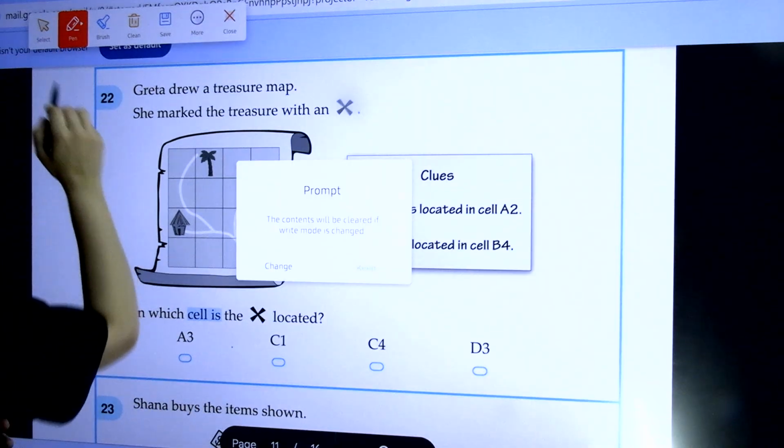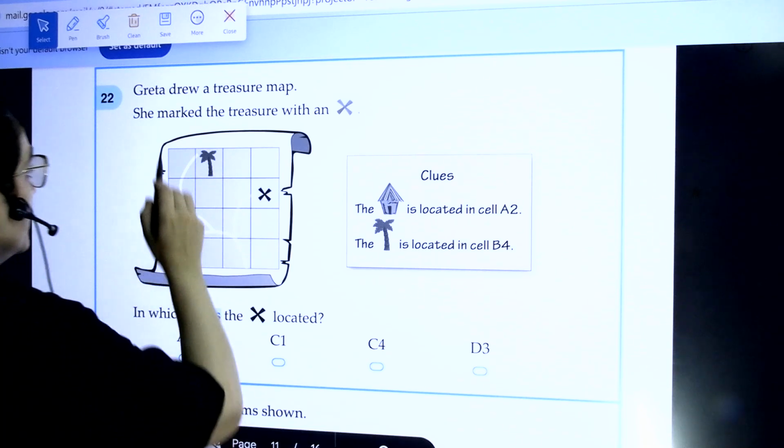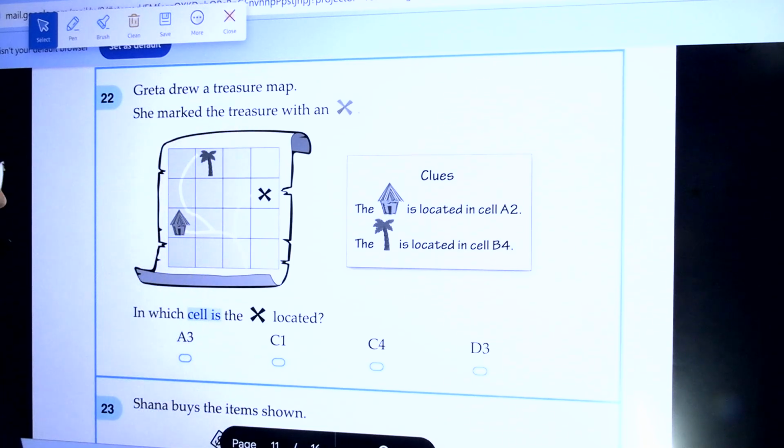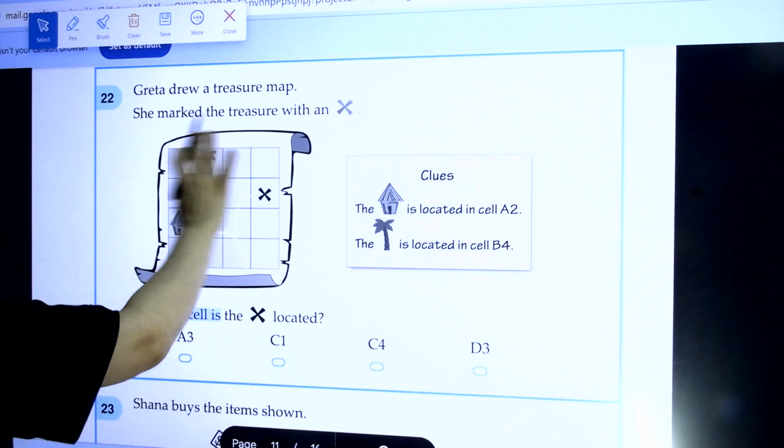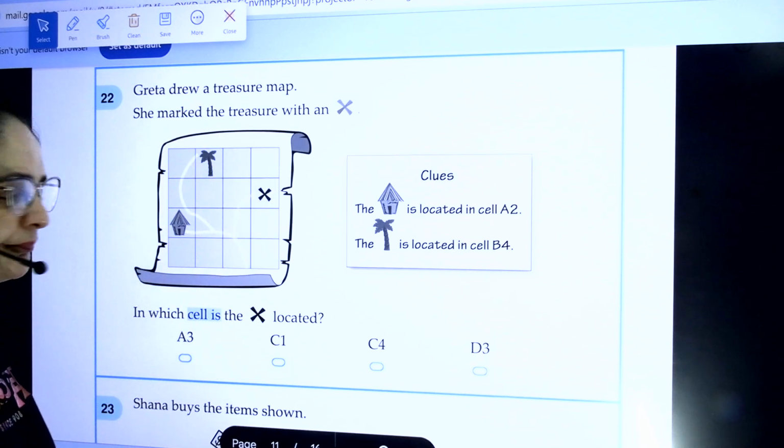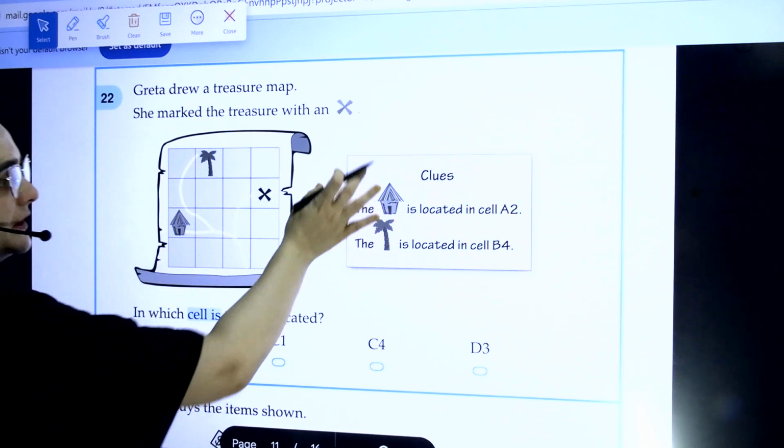So let's figure out this one. Greta drew a treasure map. So this is a treasure map, and then she marked the treasure with an X. Now there are some clues.